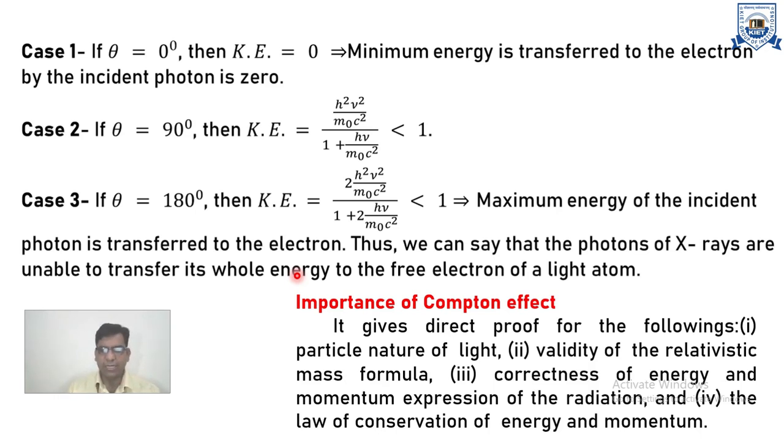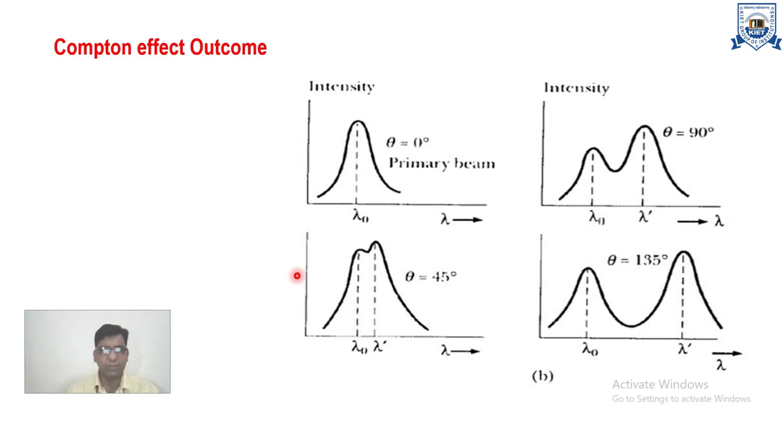Importance of the Compton effect: it gives direct proof of the validation. What is the outcome of this experiment? These are very important results, like the validity of the relativistic formula. We can say that mass can also vary by this formula. It confirms the correctness of the energy and momentum expressions of the radiation energy, and the law of conservation of energy. These important parameters can be expressed in this equation. These are the Compton effect outcomes, these are the intensity parameters.